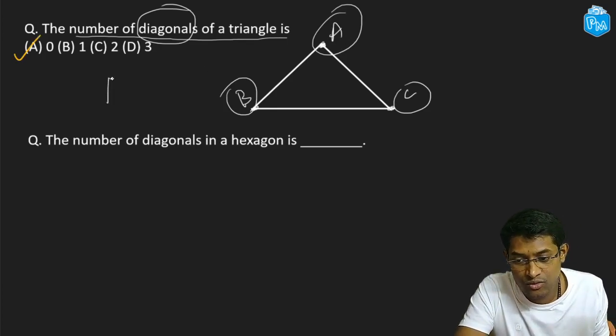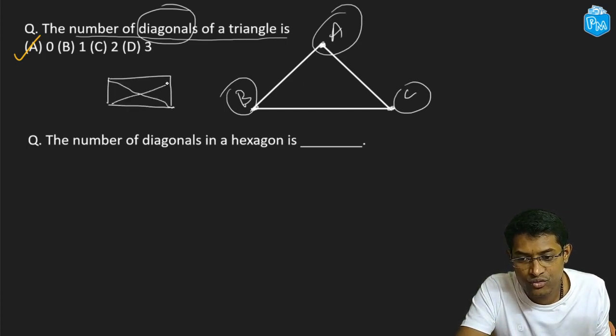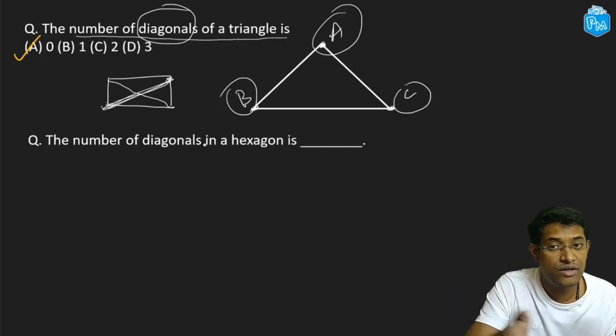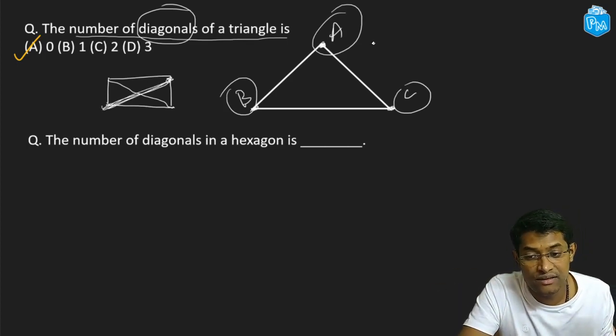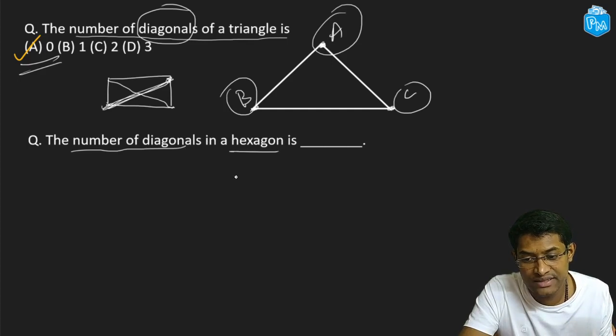What if it was a quadrilateral? If it was a quadrilateral, you could have drawn 2 diagonals. This should be a straight line, okay? You could have drawn 2 diagonals. But for a triangle, you cannot draw any diagonal. Alright, let's do the next question. What is the number of diagonals in a hexagon?